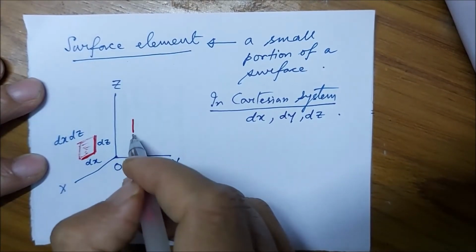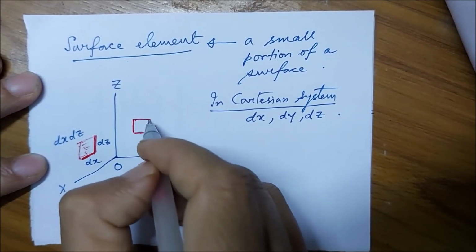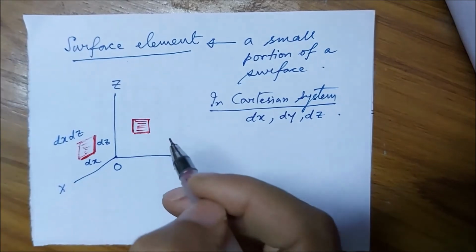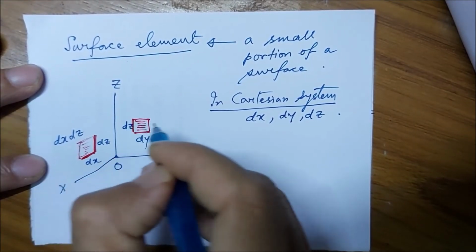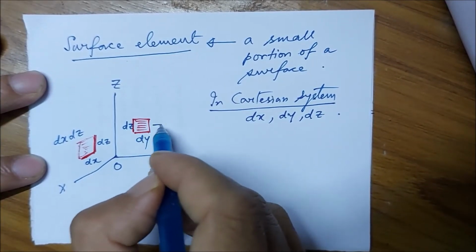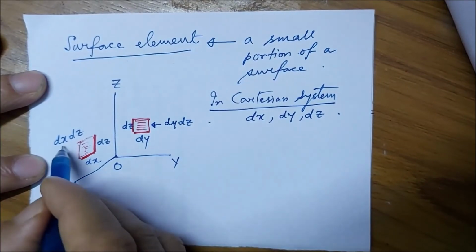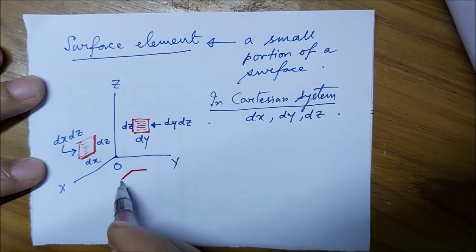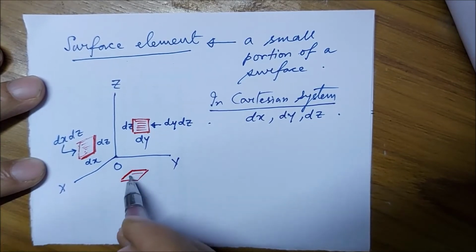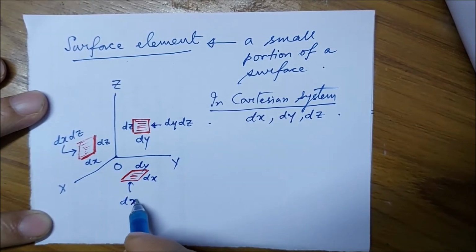This is dz and this is dy, and we can complete the surface. So this is dy, this is dz. So this surface element is dy dz and this is dx dz. This is dx and this is dy. So this is dx and this is dy. So the surface element is dx dy.